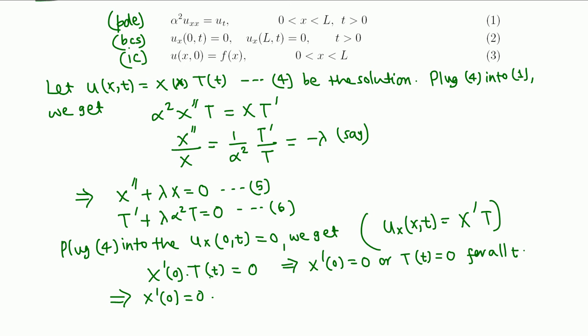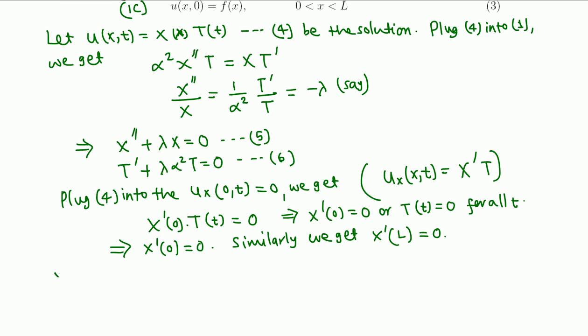Okay. Similarly, if we plug 4 into the second boundary condition here, let's try that. We get, from the second boundary condition, X prime at the right end, that's L, equals 0. So we solve the boundary value problem 5 with respect to these two boundary conditions.